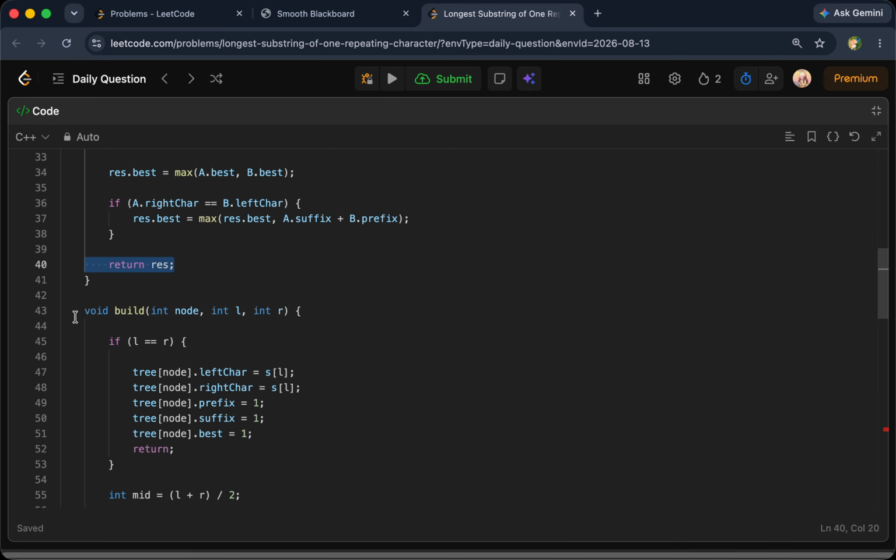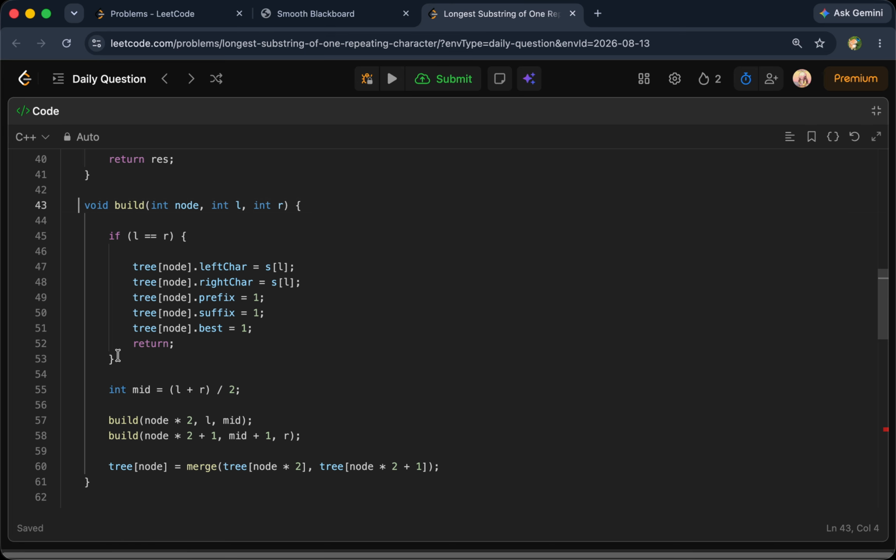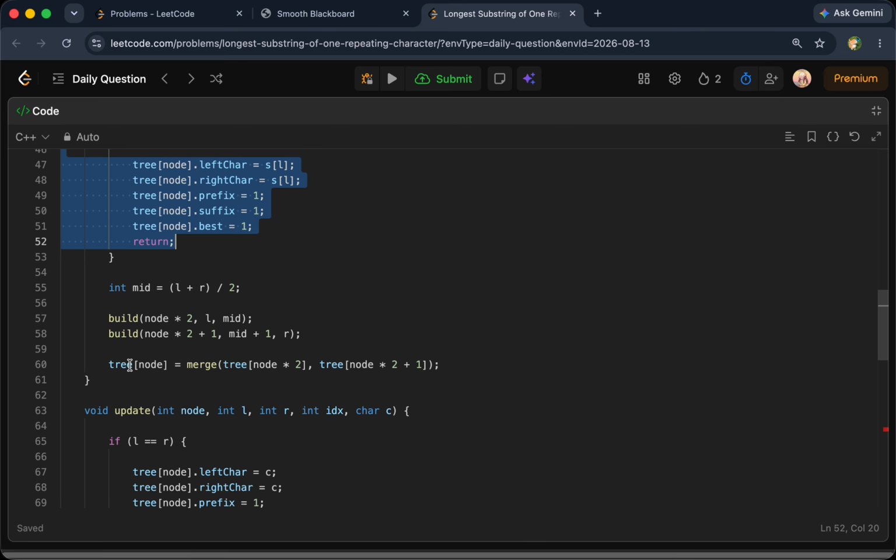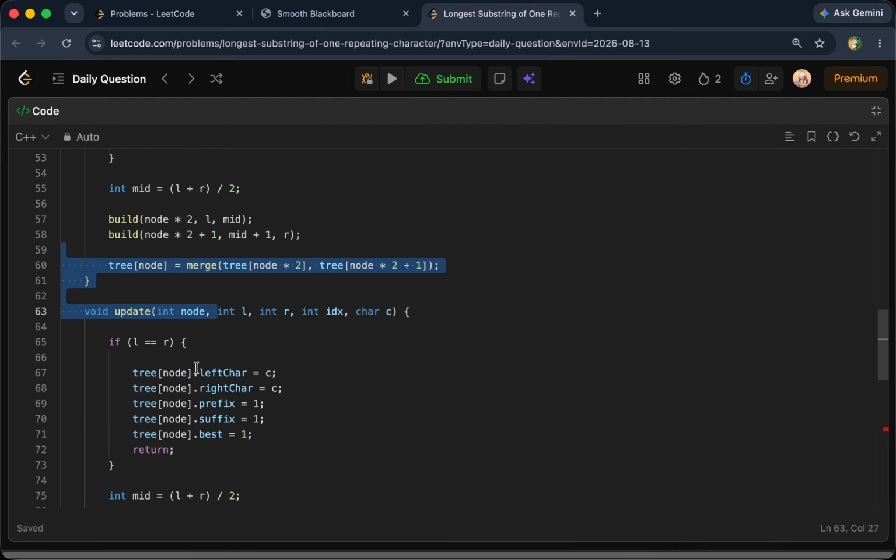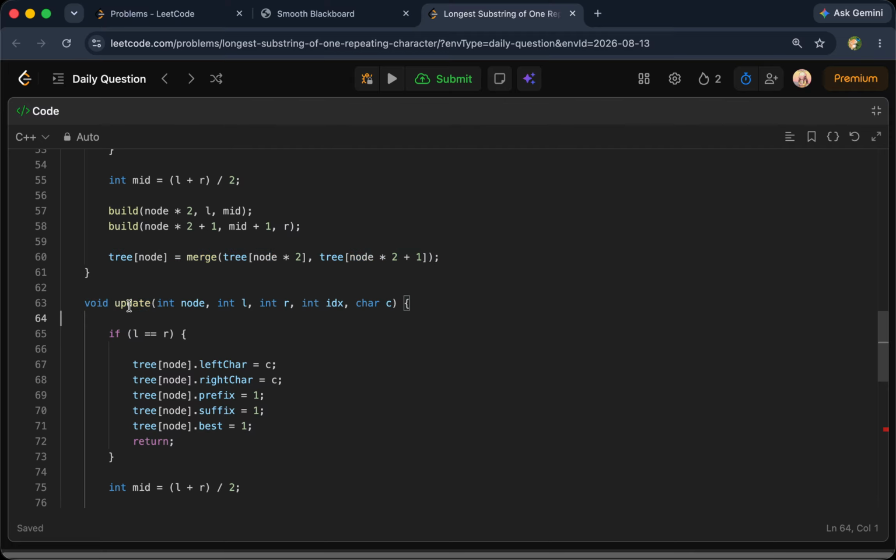Then we write the build function. Now we know how to merge nodes, so we can build the tree. We handle the single character case. Here we are handling the single character case. Then we divide: we build left, we build right, then we merge, then we close.